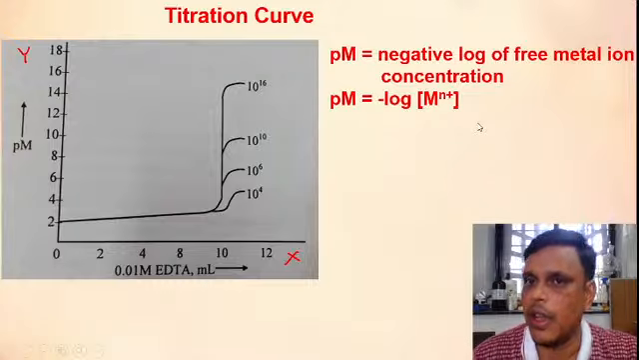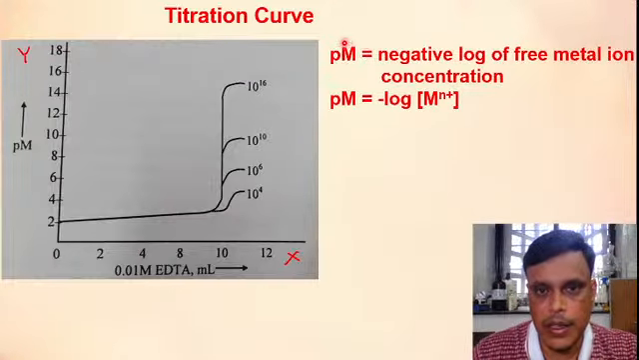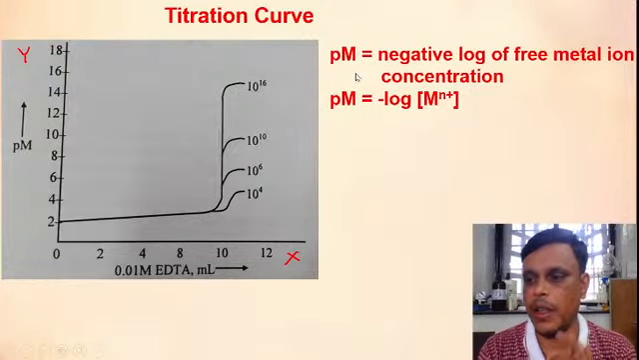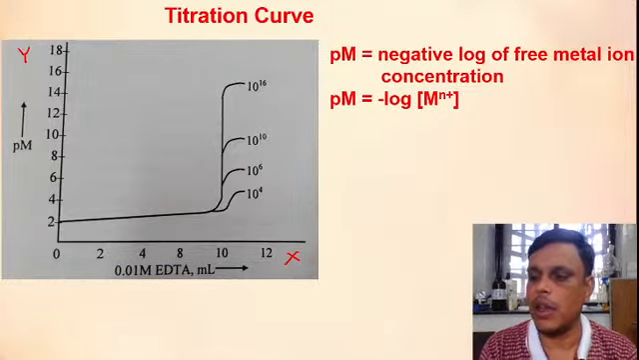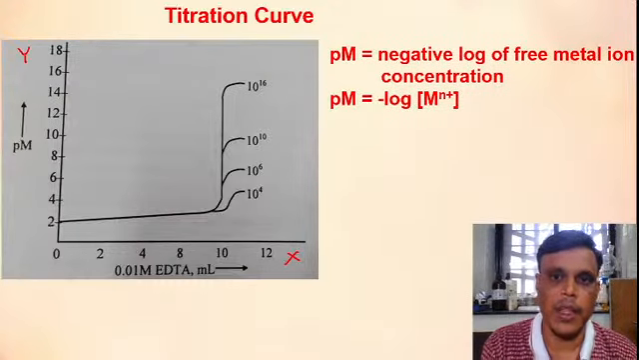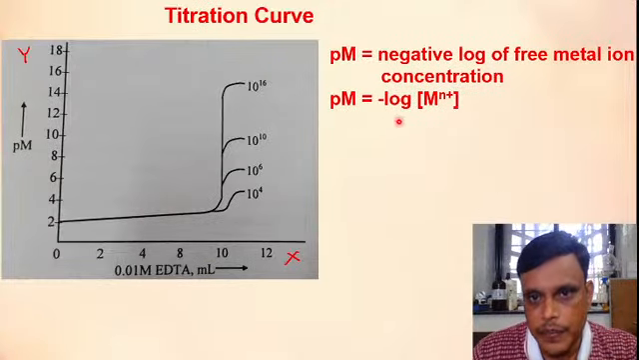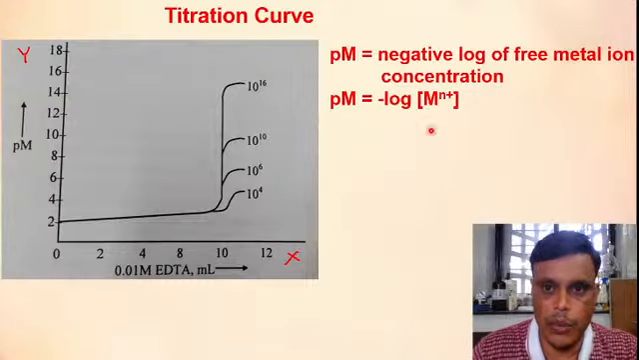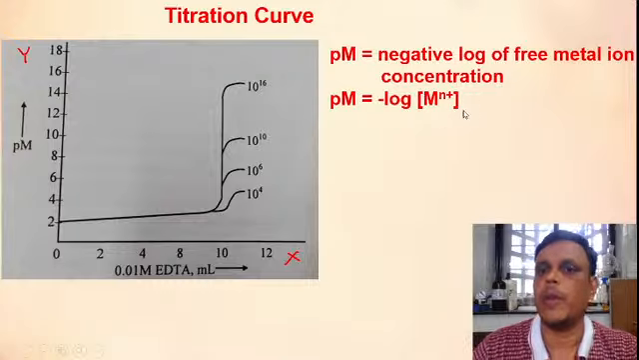pM is nothing but the negative log of free metal ion concentration. Here M indicates the concentration of free metal ion, and p is nothing but the negative logarithm. So mathematically we can write that sentence as an equation: pM is equal to negative log of concentration of metal ion.